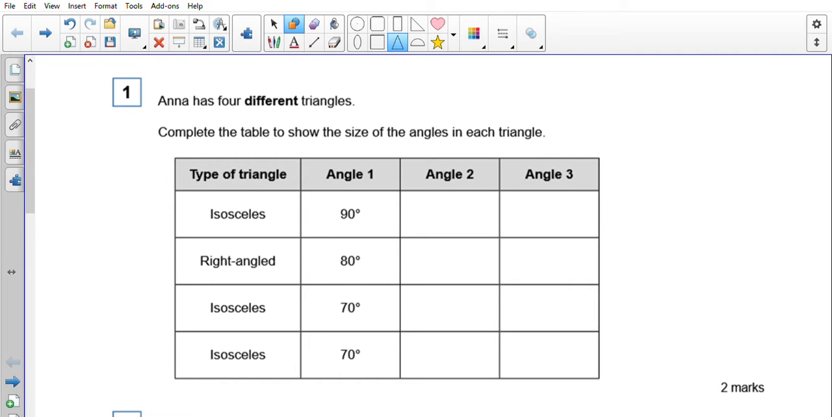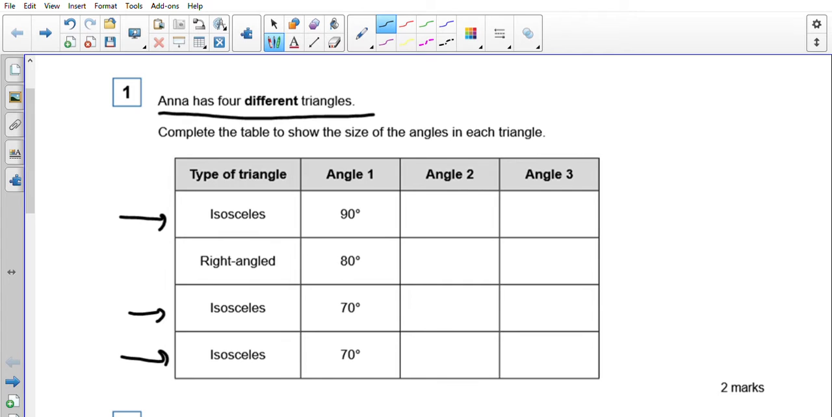Okay, welcome back. We're going to have a look through some more of our 2D shape problems today and look at how we can identify what we need to do and how we can solve them. Our first one's asked about Anna and had 4 different triangles. She's got 3 isosceles and a right angle triangle.